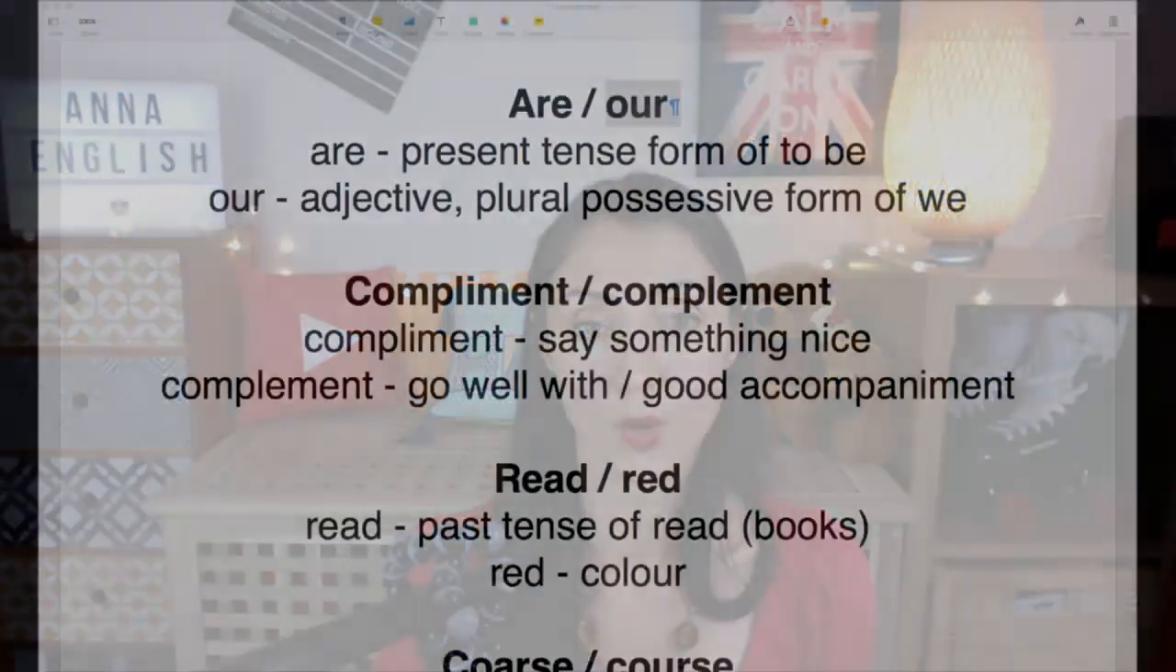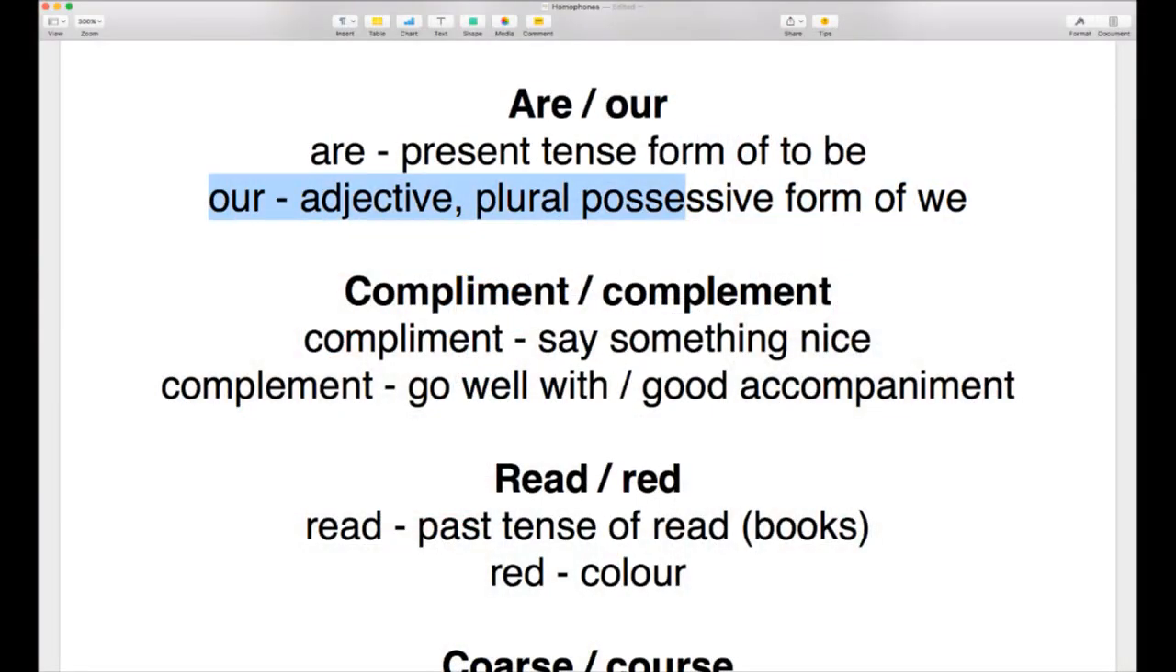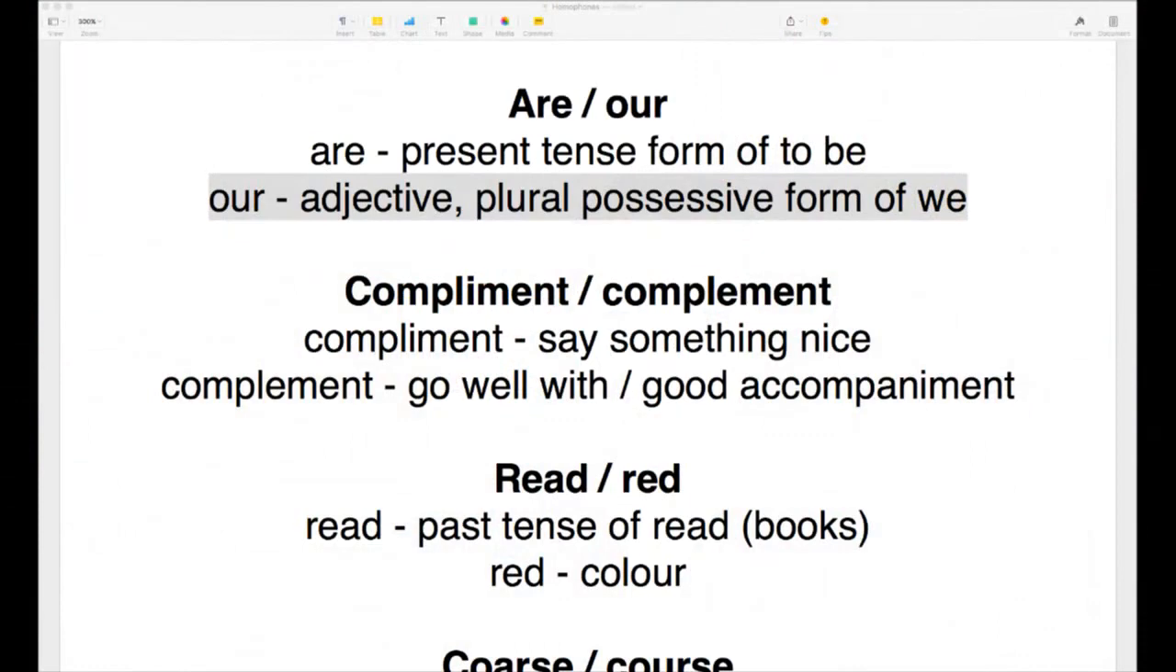We are here. And then the other version, our, is an adjective. It's the plural possessive form of we. So basically, you'd say that's our house, and this is our office. These are our bears. If I'm talking about me and another person, these are our bears, these are our children, this is our job, this is what we do. Okay, nice and simple.